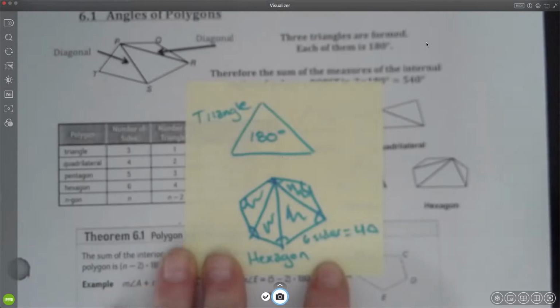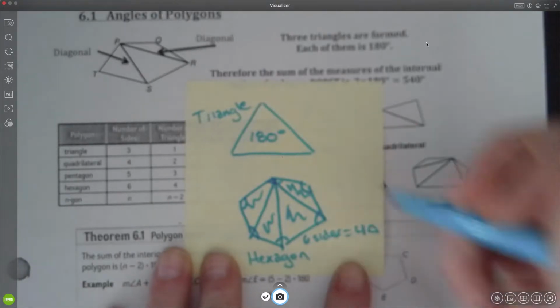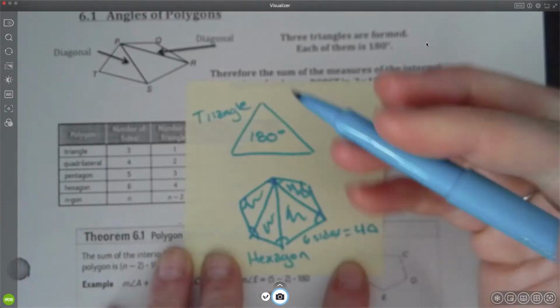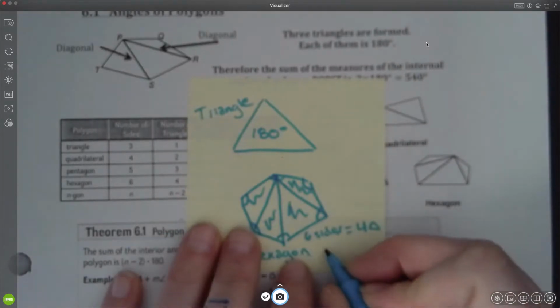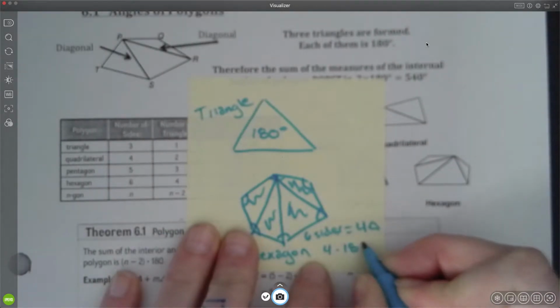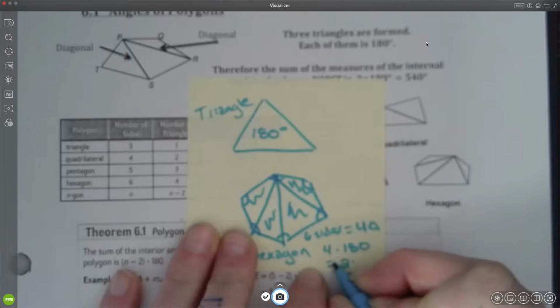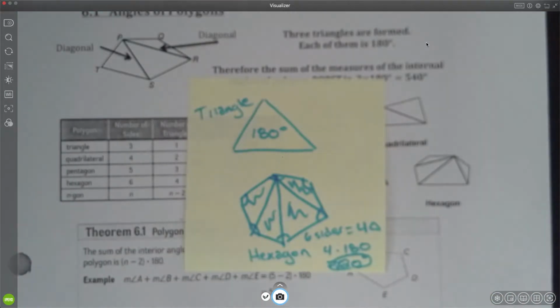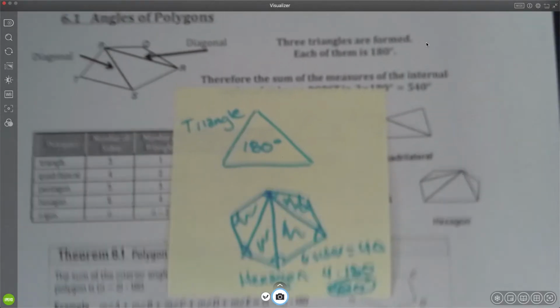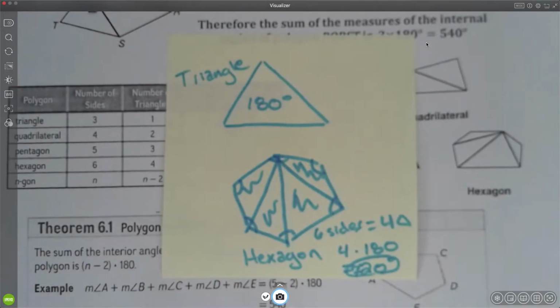And every one of those triangles has how many degrees? 180. So how do I figure out how many degrees total that is? Multiply it by 4. So I would take 4 times 180, which is 720 degrees. Yeah. So inside of that hexagon, if I would add up all of the angles, it would be 720 degrees. Yeah? Okay, now let's figure out what the pattern is.